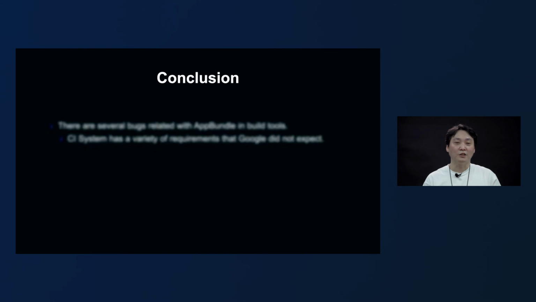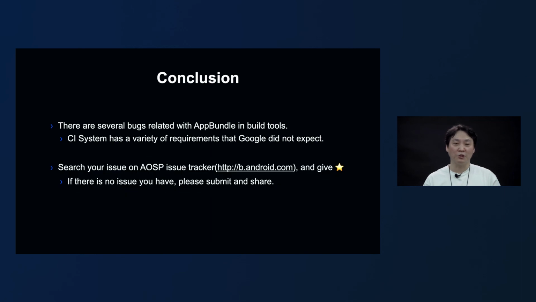Today, we looked at various issues related to AppBundle, and more variety of issues than we expected. It's probably because Google couldn't support a variety of requirements needed by each CI system. However, for most of the cases, we were able to get help from Google or other developers. If you ever come across an error, please share an issue tracker and let other developers check. This will be a great help to all developers who are trying to solve the same error.